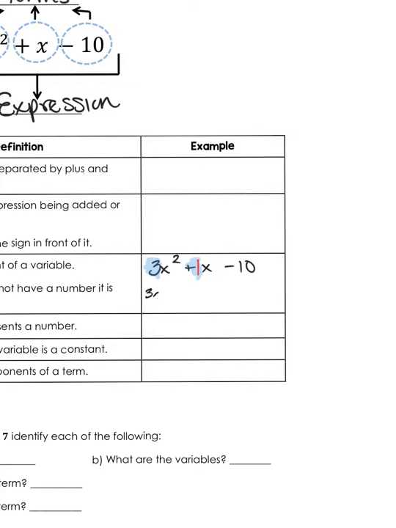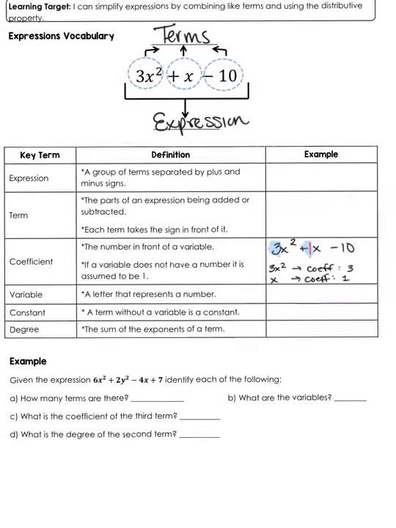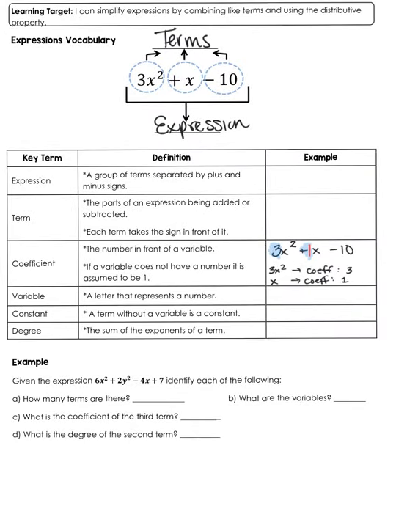So in the term 3x squared, our coefficient, I'm going to abbreviate, is 3. In the term x, our coefficient is 1. A variable is a letter that represents a number or an unknown quantity. So sometimes we use variables just to stand in place of something we don't know yet. In this example, our variable, the only letter we're using, is x.